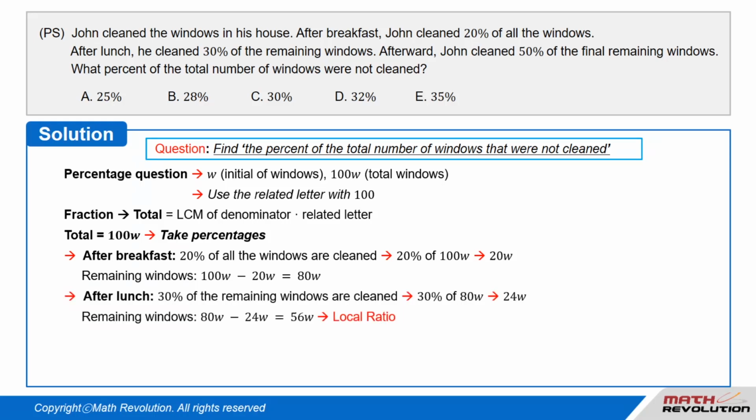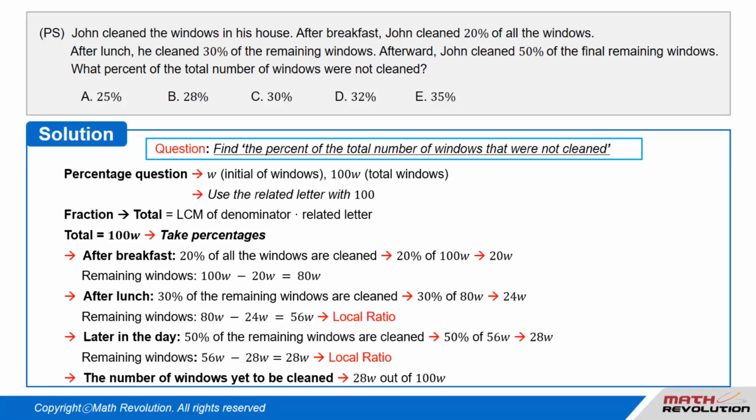After lunch, 30% of the remaining windows are cleaned. So 30% of 80W, or 24W. Remaining windows equals 80W minus 24W, which equals 56W. This means local ratio.